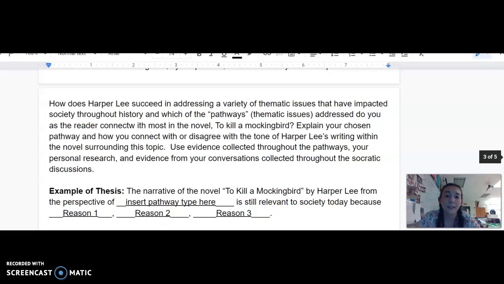So my thesis statement for this specific question is: the narrative of the novel To Kill a Mockingbird by Harper Lee from the perspective of, and then I'd insert whichever of the pathways I wanted to analyze the story from, so that would be either mental health, race tension, or class structure, is still relevant to society today because, and then I would list off my 3 reasons. Now remember, reason 1 should be your middle of the road reason, reason 2 would most likely be your weakest reason, and reason 3 is going to be your strongest.